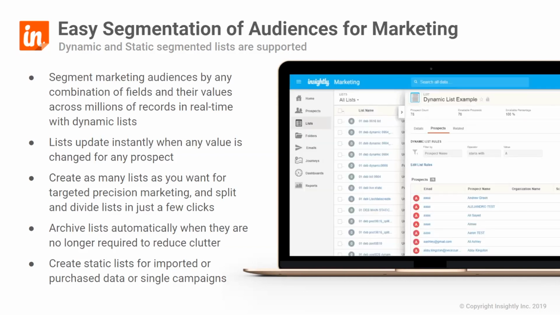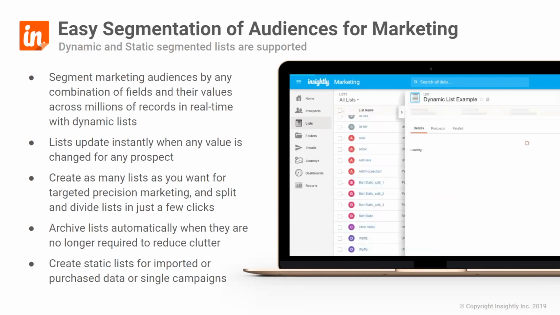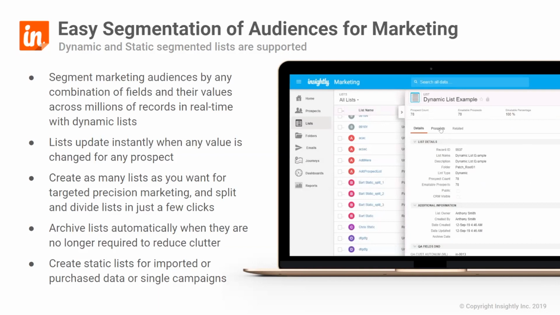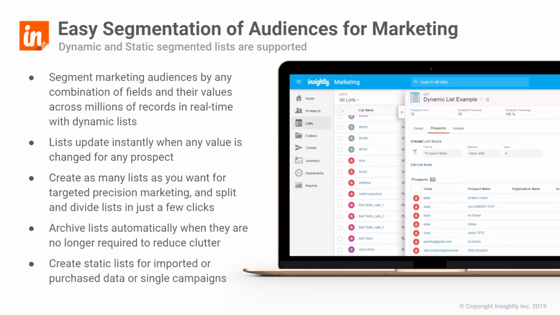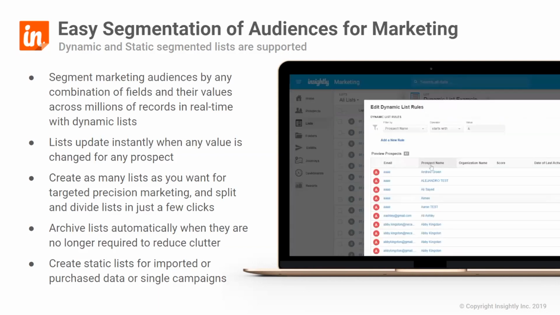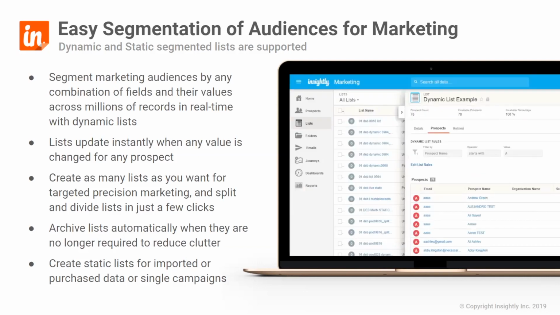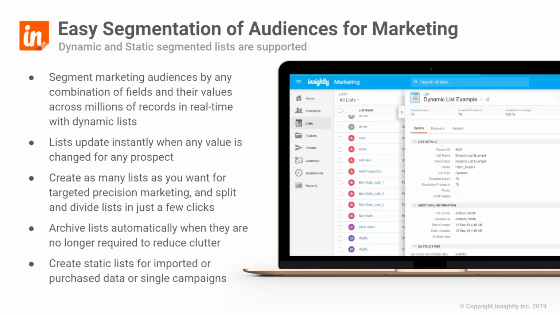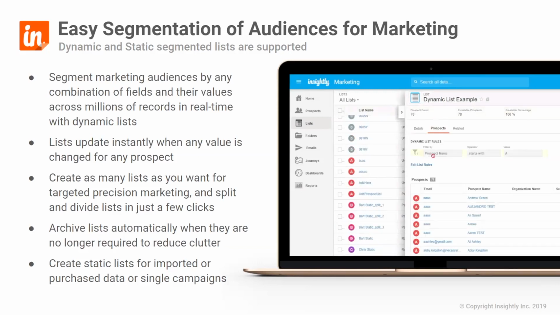Of course, we also support static lists like Mailchimp, where you can add or remove prospects from that list yourself. We also added a handy split list feature too, so you can divide big lists into smaller lists in just a couple of clicks for A/B testing different content or templates within a marketing program.